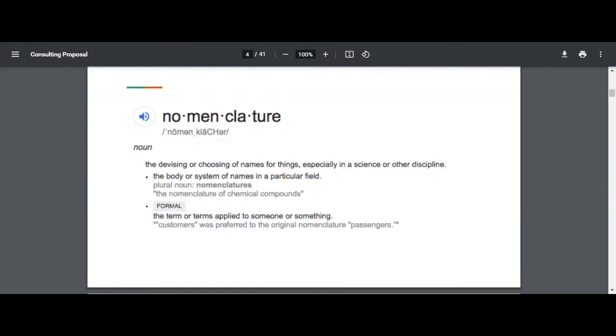The nomenclature, so what is labeling? What is nomenclature? Nomenclature is devising or choosing of names for things, especially in the sciences or other disciplines. So it's the body or system of names in a particular field, like the chemical compounds, as I've said. And the other, more formal definition is the term or terms applied to someone or something. For example, customer was preferred to the original nomenclature, passengers. But I would say passenger is still a typical way of defining customer in the airline industry. They still say customer, but they use them interchangeably, I would say, like once or twice, 2 times we're going to say customer, then we're going to switch between customer and passenger.